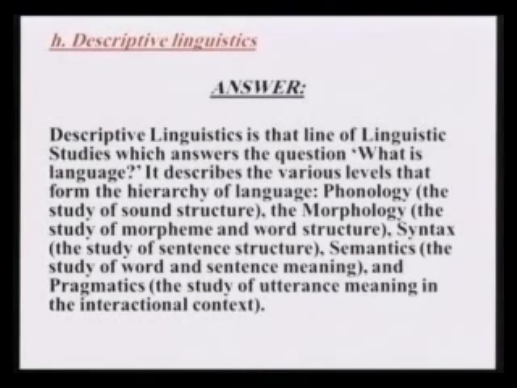Phonology, the study of sound. Morphology, the study of morphemes and words. Syntax, the study of sentence structure. Semantics, the study of word and sentence meaning. And pragmatics, the study of utterance meaning in the interactional context. لازم يبقى مضمون تفاعلي، سياق تفاعلي.